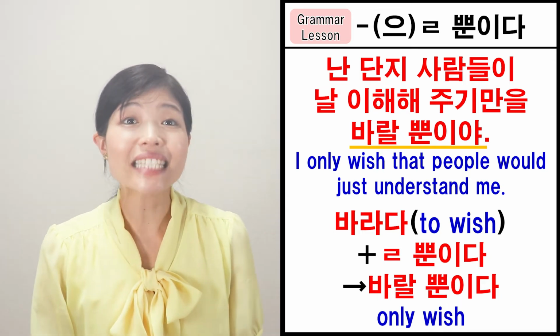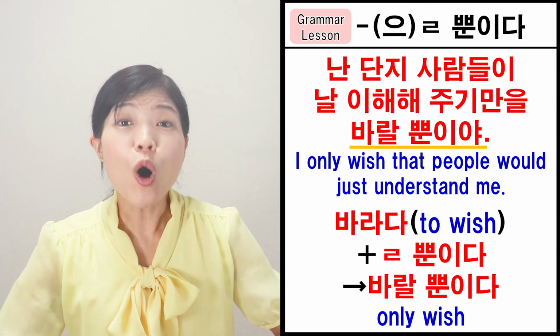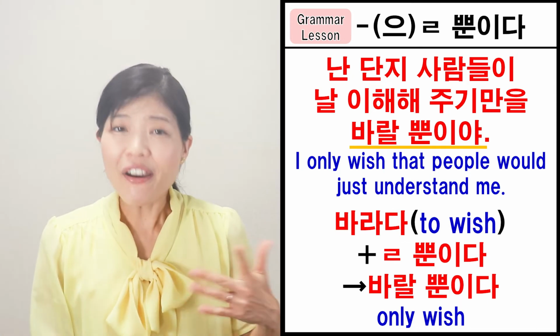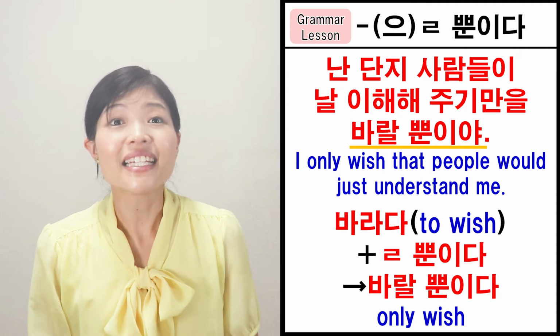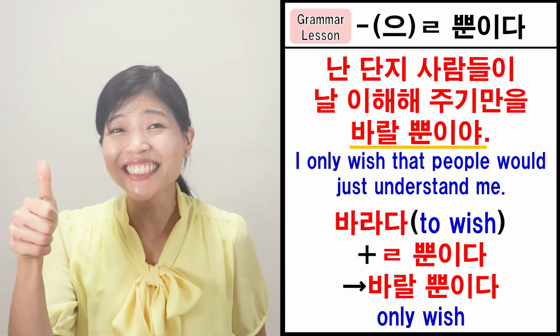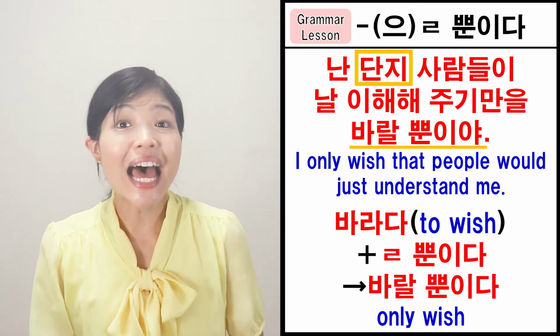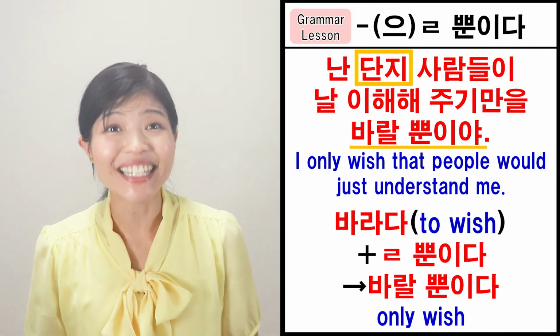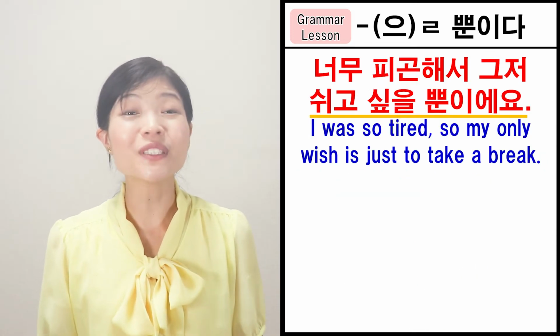In addition, this sentence indicates that all he wants from people is to understand him, right? To emphasize this one state, he is using this grammar, 으, 리을 뿐이다. Do you get it? You can also notice that 단지 was used to emphasize the meaning of only. Then let's read the next sample sentence.